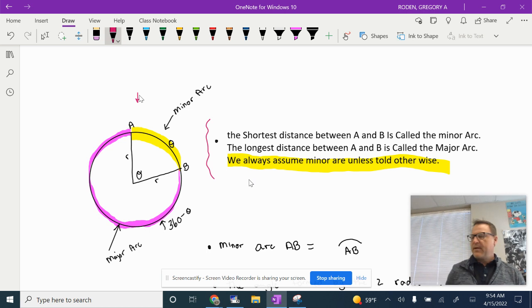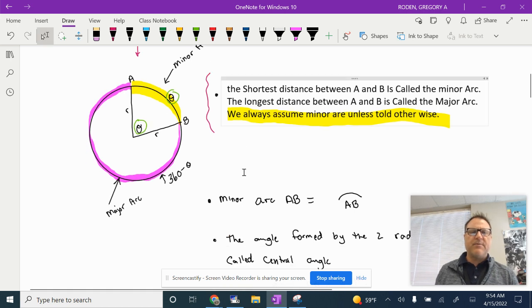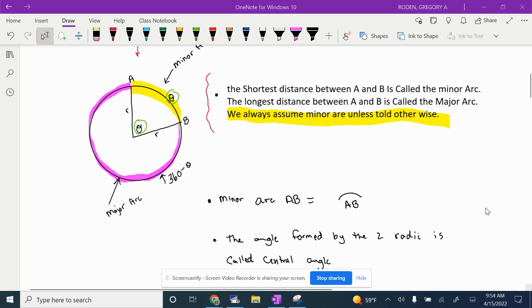Okay, now here's another thing, and I think it was Wyatt who noticed that we have theta here and theta here. We'll talk about that. Now I'm going to move it down. Notice, guys, and let me get rid of my picture here. An angle formed by two radii is called the central angle. So theta, in this case, is a central angle. It's very important you understand what a central angle is. It's an angle formed by two radii.